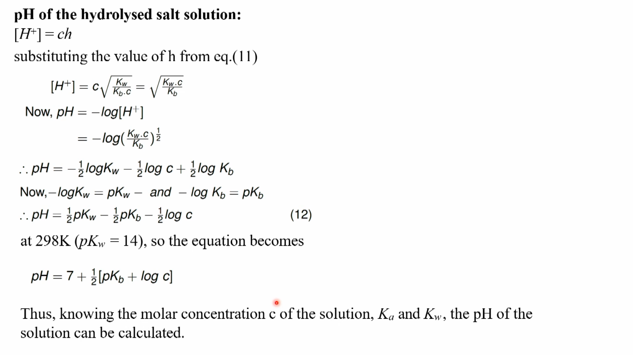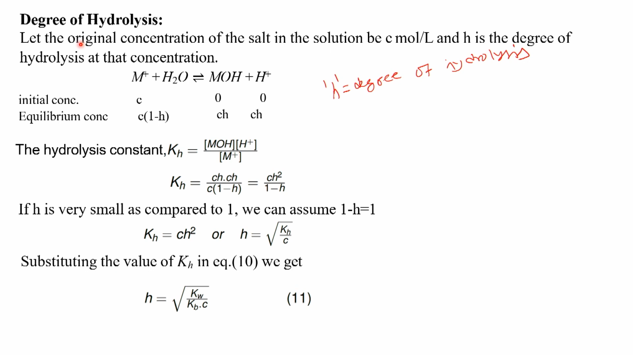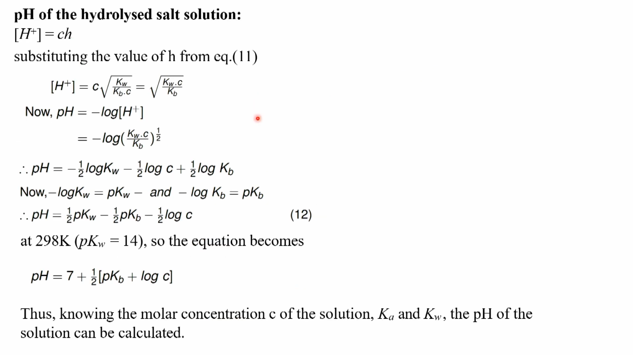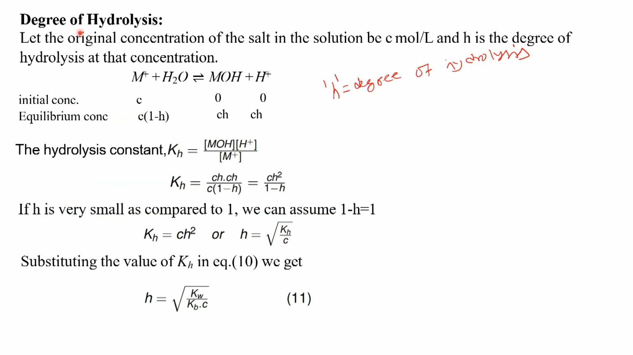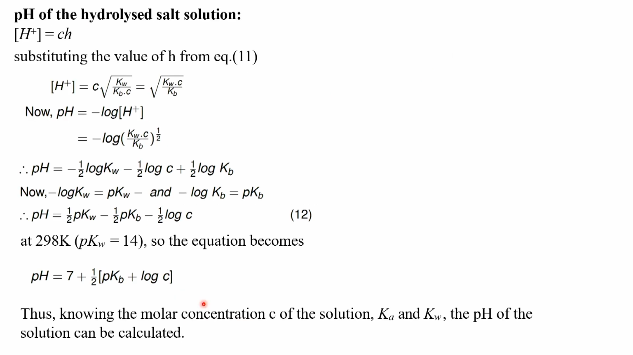Next we discuss the pH of the hydrolyzed salt solution. So the concentration of H plus is Ch. We need to calculate the pH of the hydrolyzed salt. The concentration of H plus is C times h. What is the value of h? We just discussed the value of h is the square root of Kw by Kb times C. So if we substitute the value of h here, we get the concentration of H plus is the square root of Kw times C by Kb.